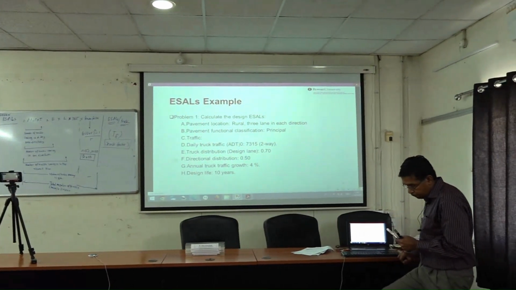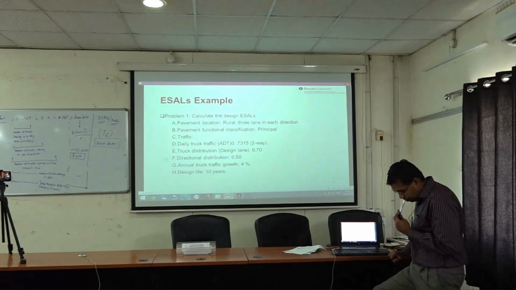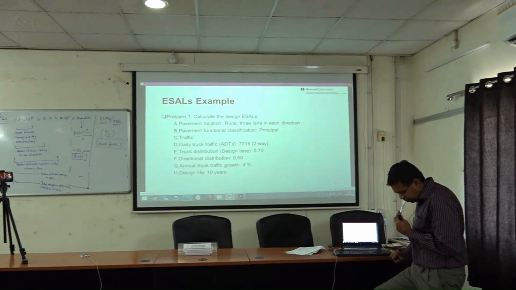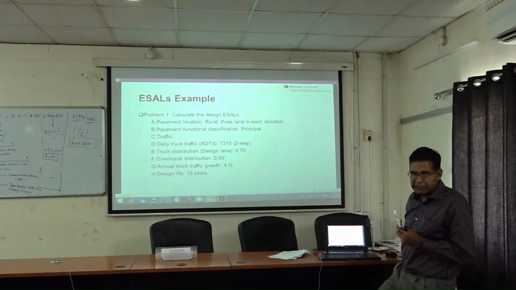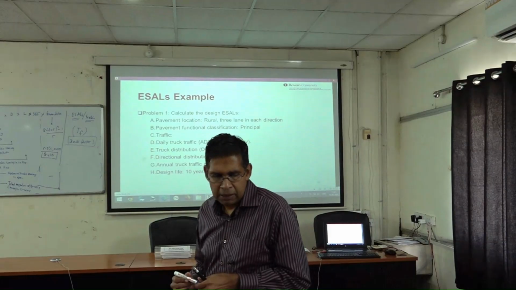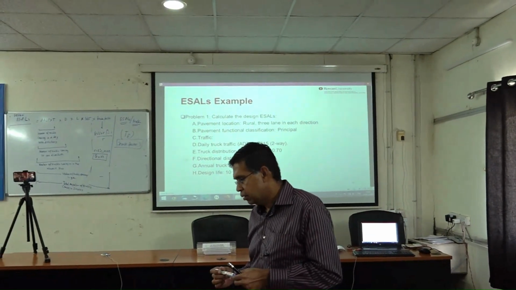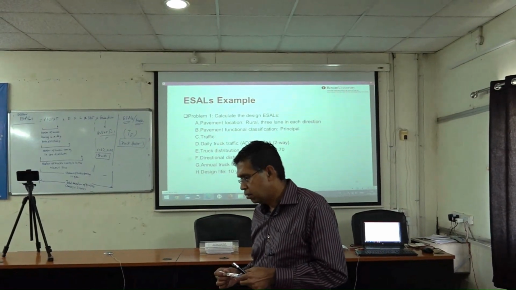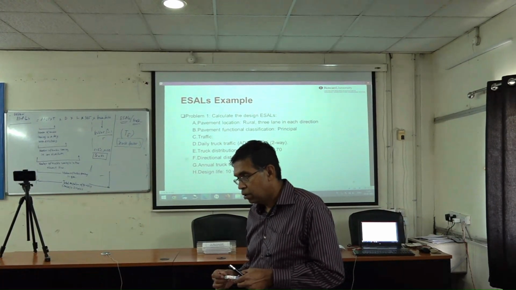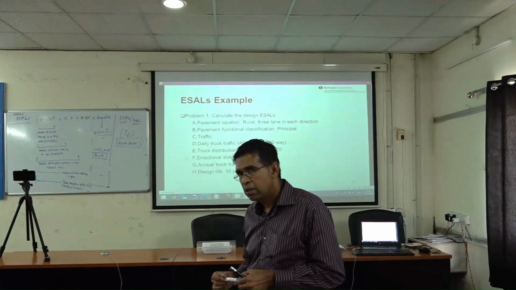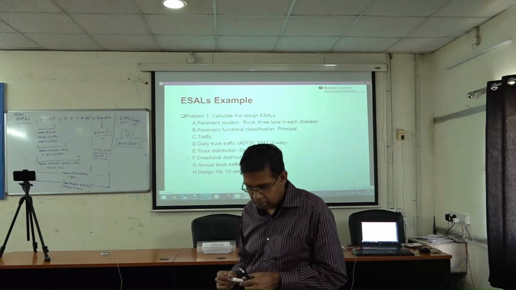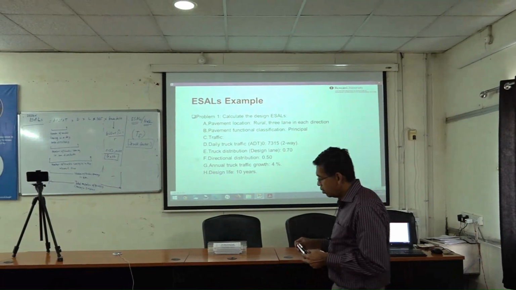When the growth factor is taken at 4%, over the period some development will take place and suddenly the urban part will change, and this annual growth factor will suddenly rise to, let us say, 5% or 6%. So the number of repetitions has increased and the pavement will no longer be able to survive for 20 years.